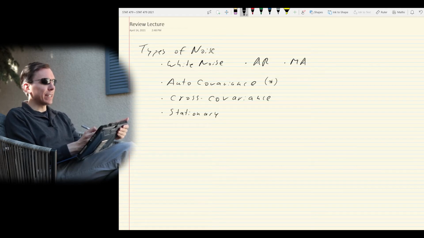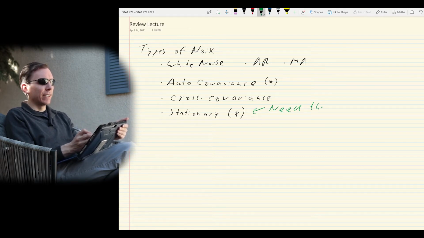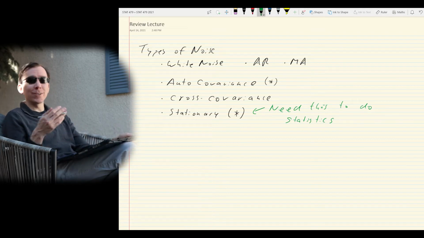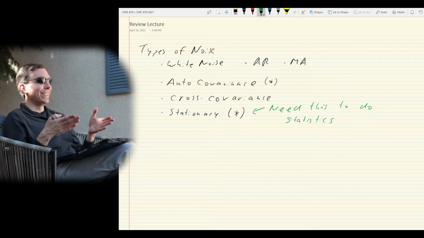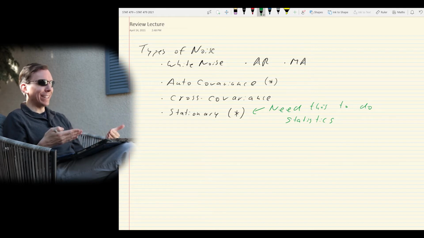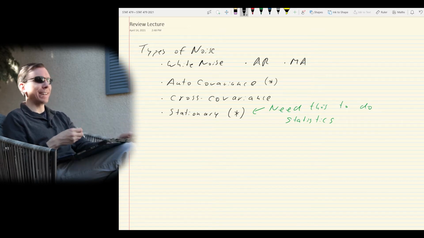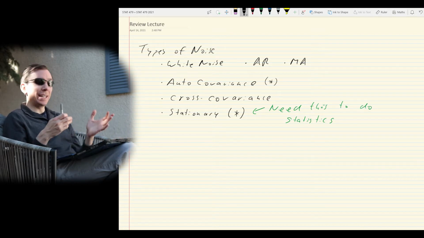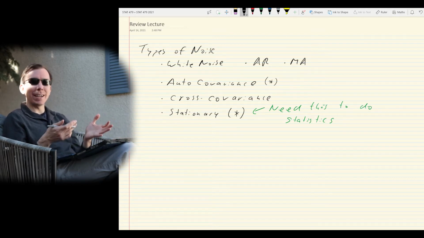And stationarity is another key thing in this course because we need this to do statistics. We can only do statistics if we know that the thing we're trying to estimate is not changing. If the thing we're trying to estimate is changing, then we can't do statistics. We can't take a sample mean if the mean is changing throughout time. It's not going to work. The same with the autocovariance.